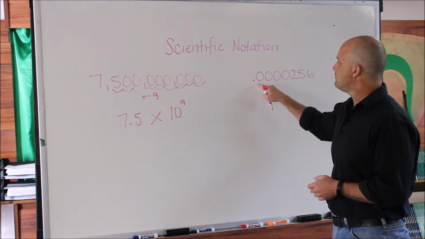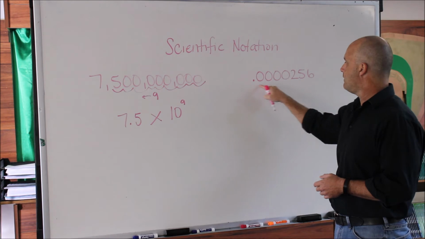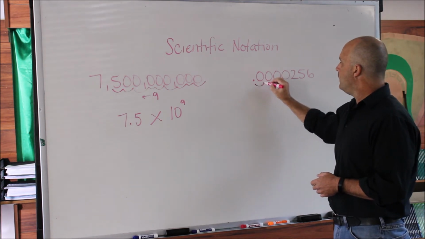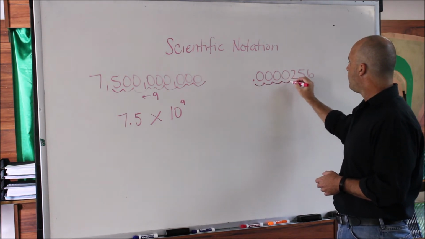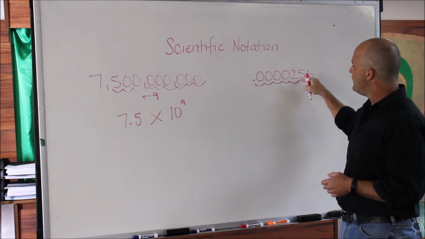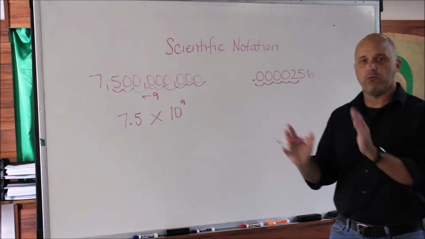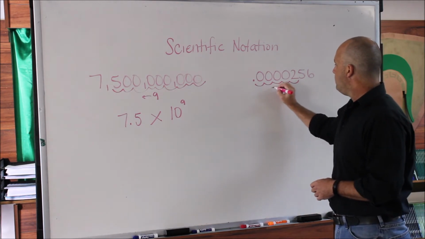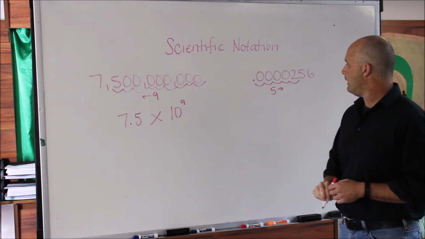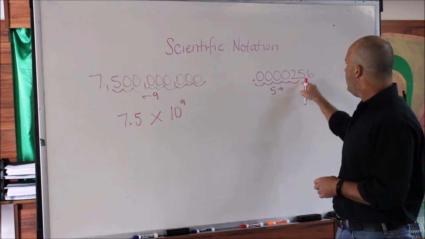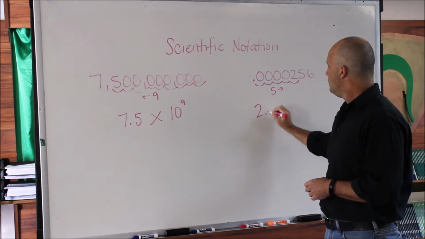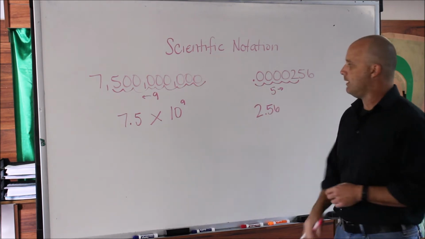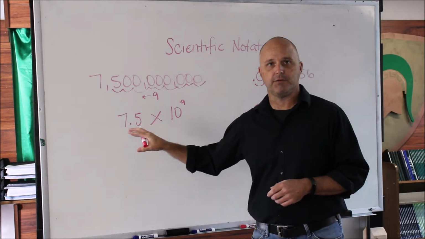So we're going to take this decimal spot, but instead of moving it left, this time we're going to move it right. So we go 1, 2, 3, 4, 5. And again, we're trying to get to the point where we have one integer to the left of that decimal spot. And so this time we went 5 spots to the right. And what we end up with is 2.56.